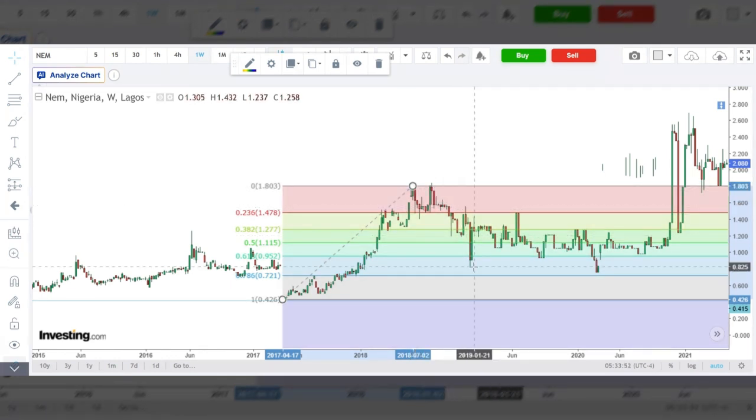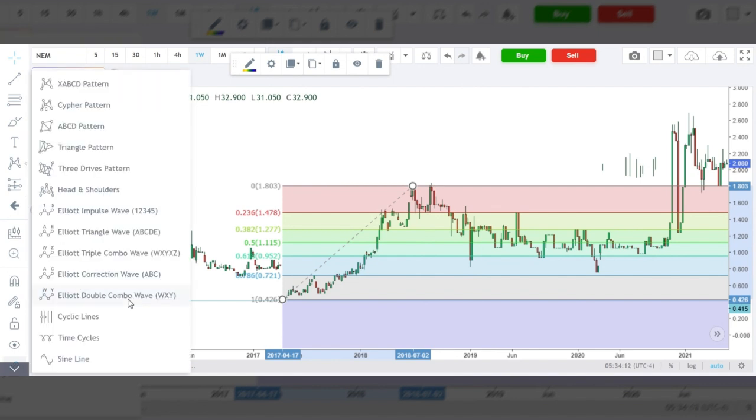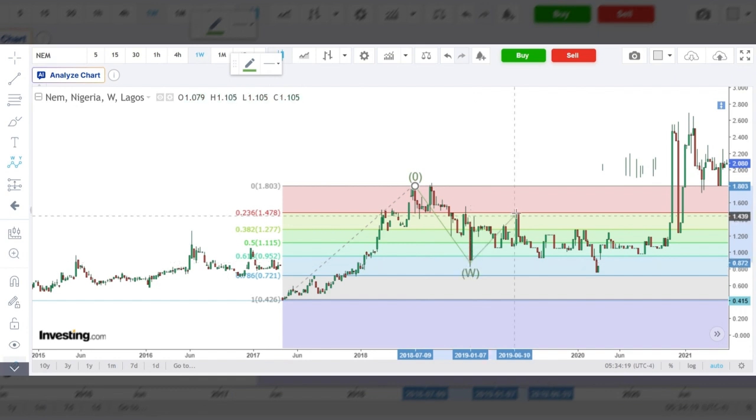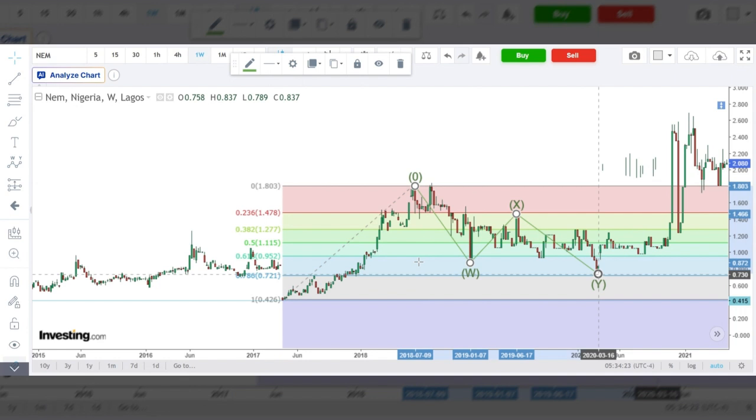Then this is when we talk about WXY, because this is a very strong corrective wave here. If we want to count it from here, we can say this is WXY. Let me put it so I can see what I'm saying. All right, so we start from here. This is W, X, and Y. This is a complex corrective structure.